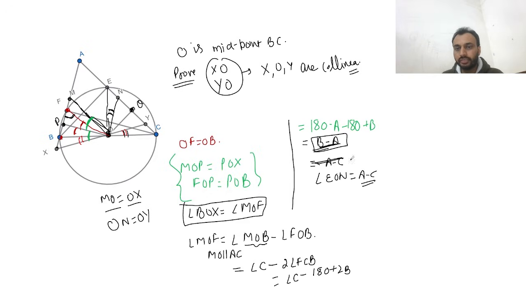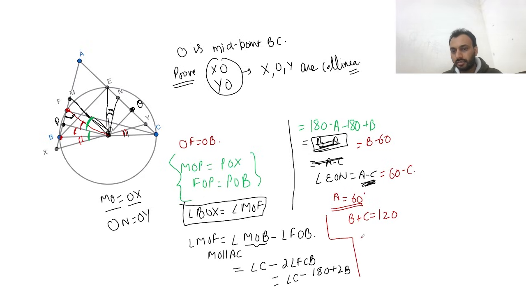So if we somehow prove that B minus A is equal to A minus C, then we are done. And for that we can use that angle A is 60 degrees. If angle A is 60 degrees, then B plus C is 120. So we are saying that B minus 60 is equal to 60 minus C. I think that is perfectly fine, right? Because if B plus C is 120, then B minus 60 is equal to 60 minus C. That is perfectly fine, isn't it?